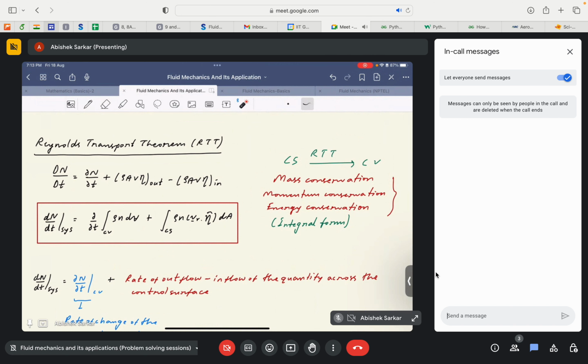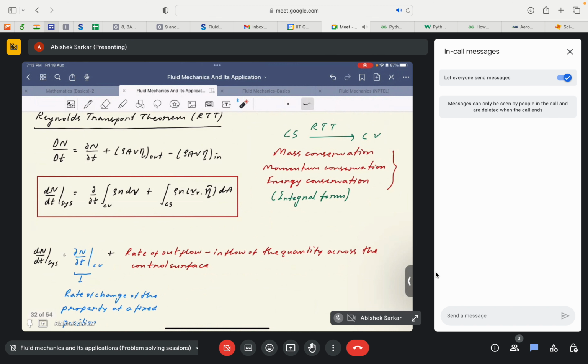But since the laws were only defined for the control system approach, mathematicians developed the Reynolds transport theorem so that the initial governing equations devised for a control system could be transformed to a control volume approach. And thus the usefulness of RTT comes into the picture. The derivation of RTT I won't do right now because it is thoroughly discussed in the video lectures, and I suggest that you follow the video lectures or any standard fluid mechanics book, or the book by Professor Gupta titled Fluid Mechanics and Application.